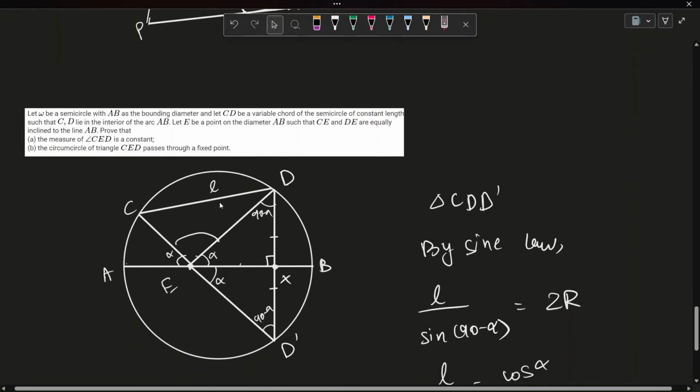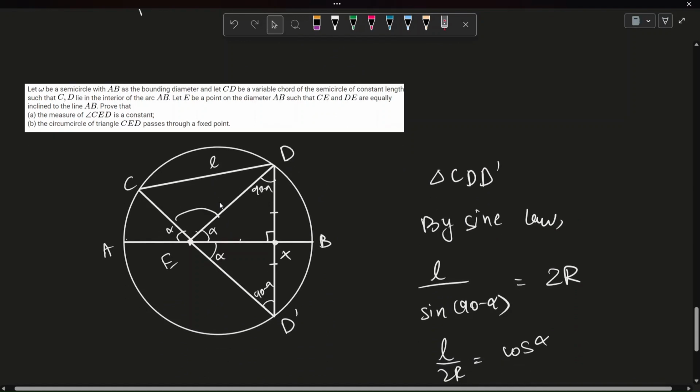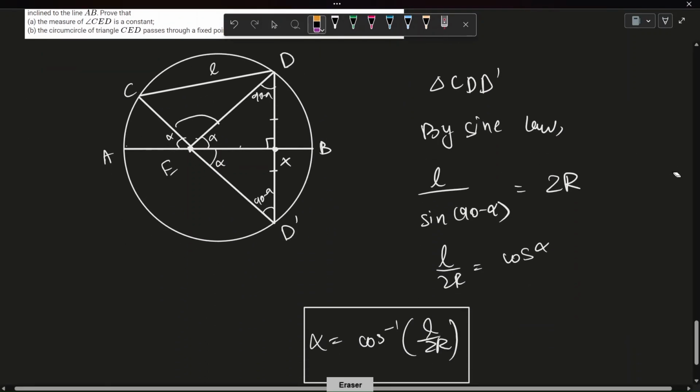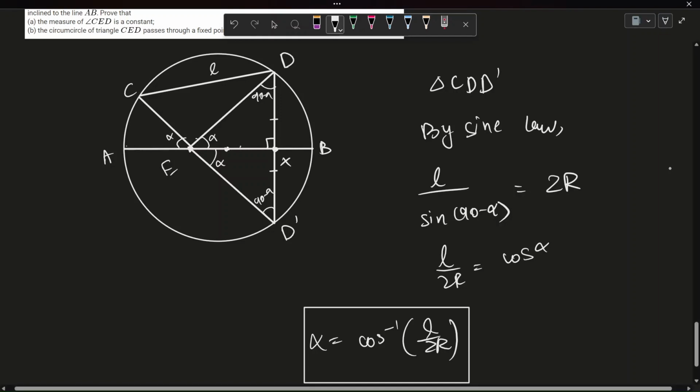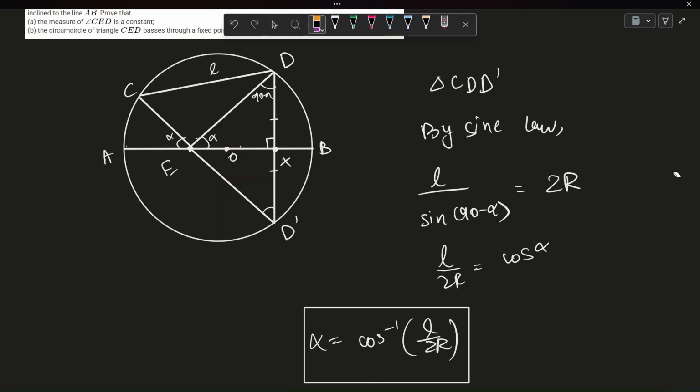Now we have to prove that the circumcircle of triangle CED passes through a fixed point. So if you make some observation, draw some circumcircles, one particular point of interest you will notice is the center of the circle. Suppose we consider the center of the circle O. First, let us remove all these points for clarity. If we take the center of the circle O, then basically these 4 points look cyclic.